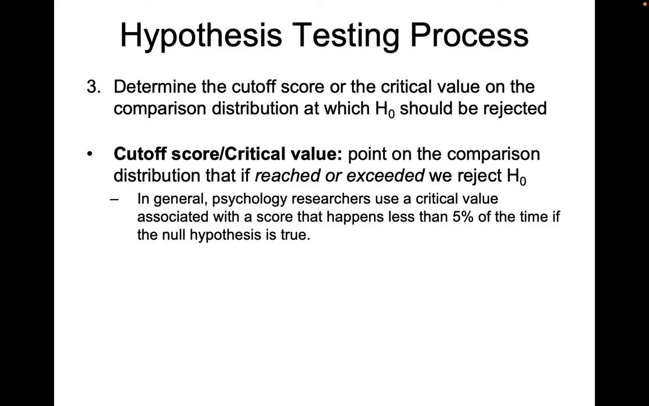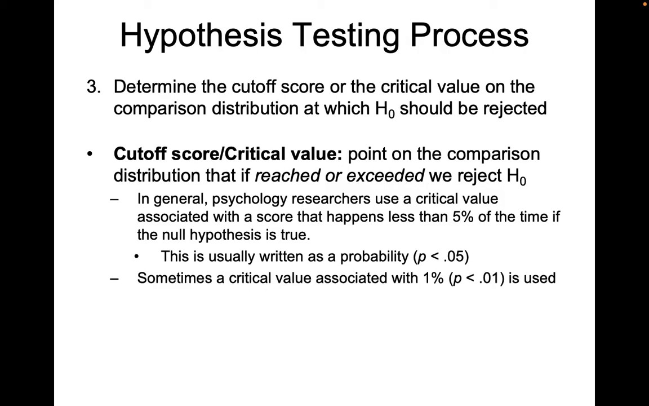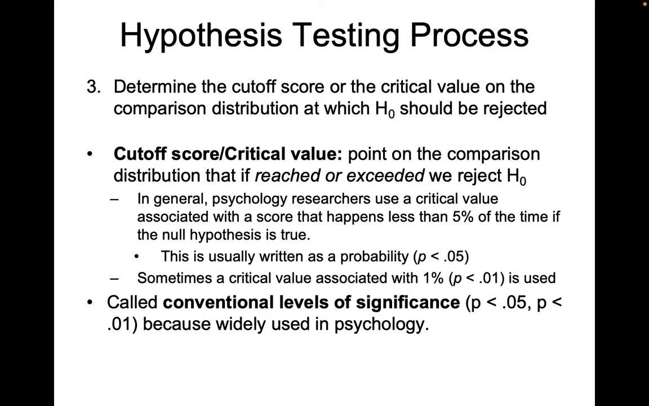In general, psychology researchers use a critical value associated with a score that happens less than 5% of the time, assuming the null hypothesis is true. This is usually written as a probability of p less than 0.05. Sometimes a critical value associated with 1% is used, which is symbolized as p less than 0.01. The 0.05 and 0.01 levels are called the conventional levels of significance because they're widely used in psychology.